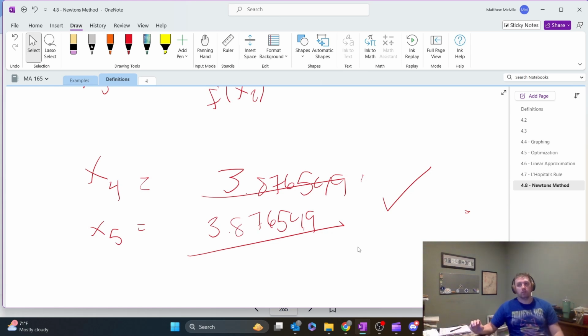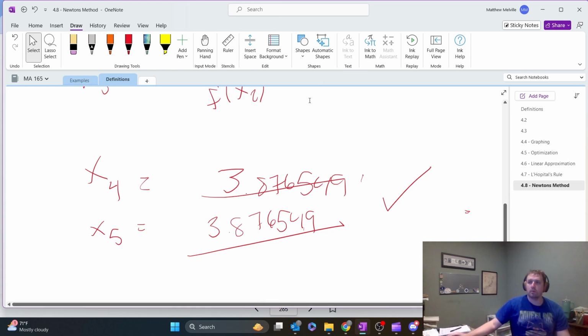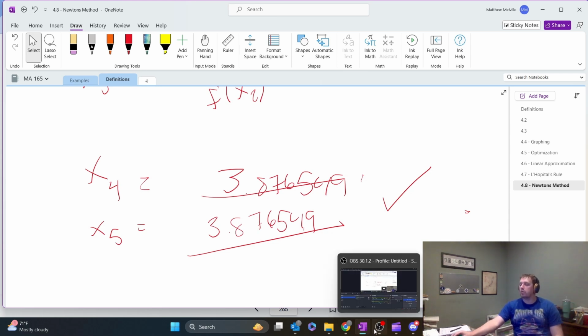Make sure you're typing in things correctly. Take your time, because getting wrong numbers is going to be frustrating: as soon as you get a wrong number up here, it's going to affect every single number down here. All right, so good luck with Newton's method. There are not too many problems on your homework on this one, and I'm sure you're going to get the help that you need.